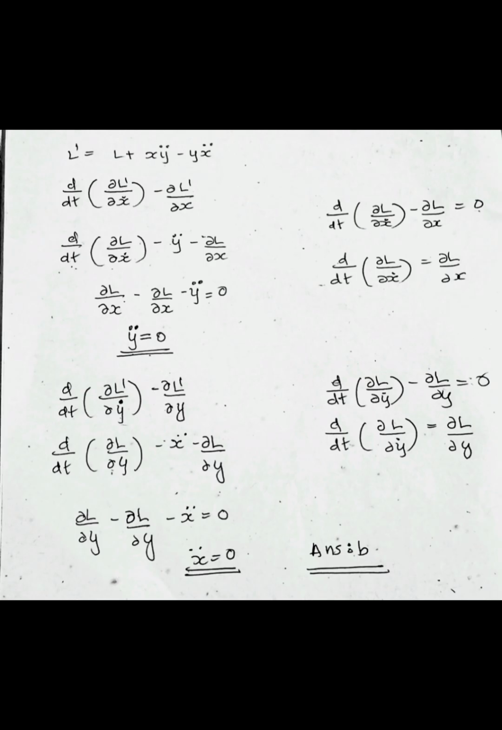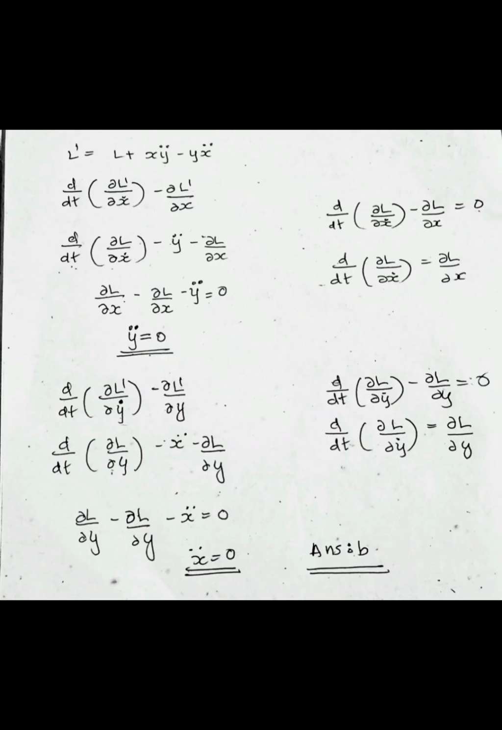It says that the Lagrangian L satisfies the equation of motion, that means d by dt of dou L by dou x dot minus dou L by dou x is 0, that is d by dt of dou L by dou x dot is equal to dou L by dou x. Substituting these values in the equation, we get dou L by dou x minus dou L by dou x minus y double dot is equal to 0, that is y double dot is equal to 0.